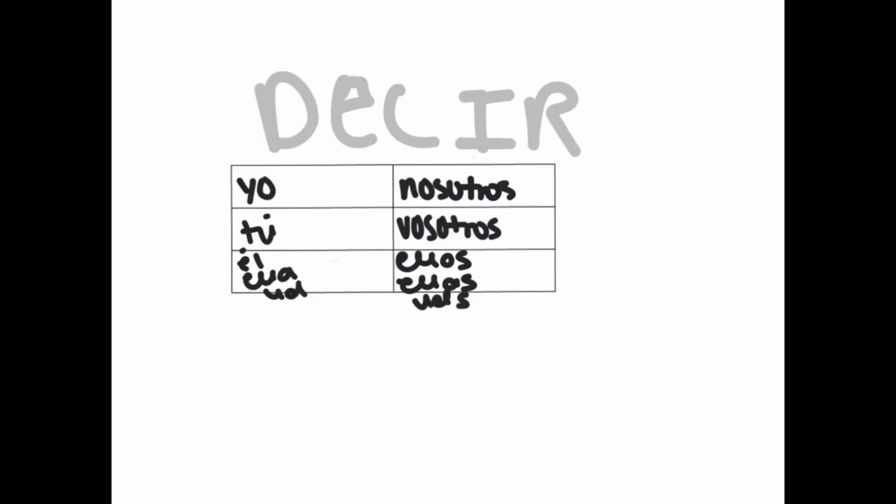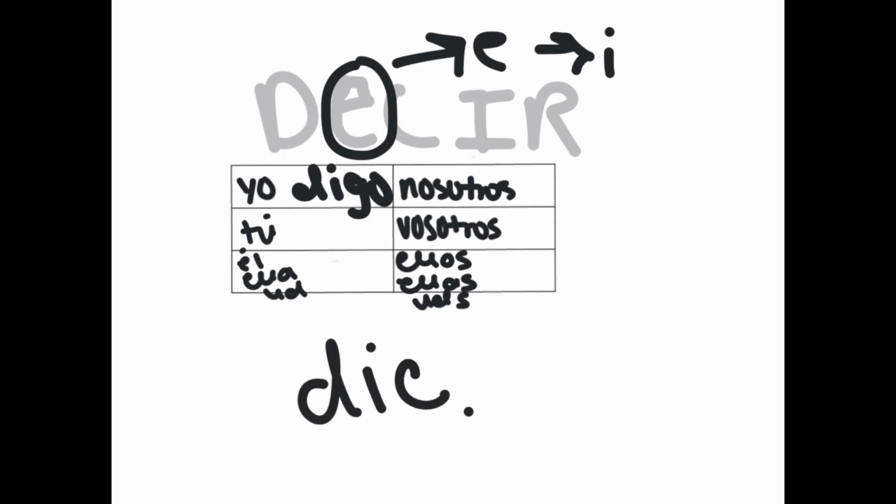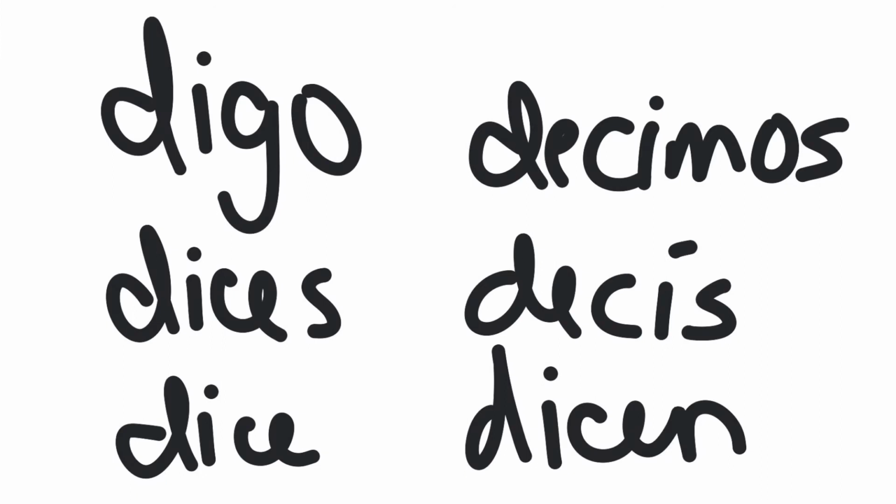Another verb following venir and tener is decir, but in this case, the E changes only to an I. So now the yo, still in the go form, would be digo. So yeah, it's a little bit different than tener and venir, because in the yo form they were tengo, vengo, but now for the yo form in decir it's digo. But then for tú, él, ella, usted, ellos, ellas, ustedes, it would change to dic, and then you put the ending. But then for nosotros, vosotros, it stays the same as dec, and you put the regular ir endings. Here is decir fully conjugated.